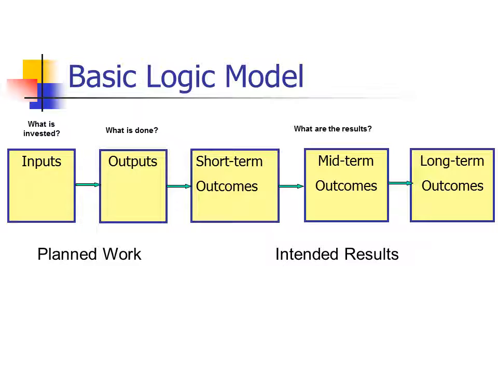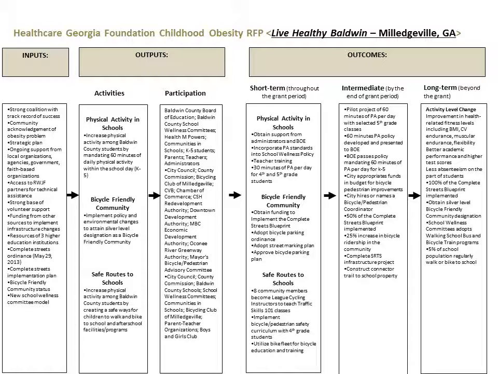So I want to show you an example of a logic model. This is one that we put together for the Healthcare Georgia Foundation for our Live Healthy Baldwin Childhood Obesity Prevention Project. There's a lot of words on here. I'd like to at some point minimize the words, but here we go. So again, across the top, you've got your inputs, your outputs, and your outcomes. Inputs is the stuff that you've done before, characteristics of your organization, qualifications of your staff, and so on.